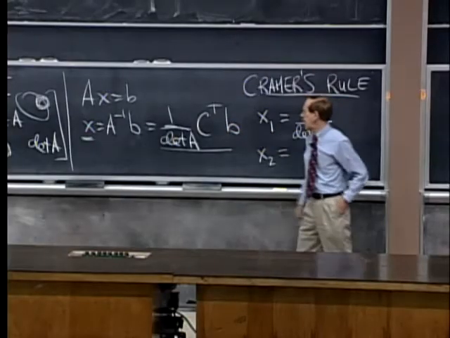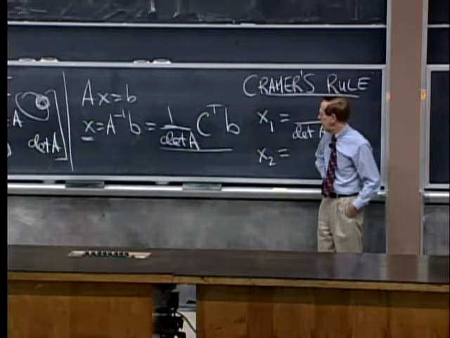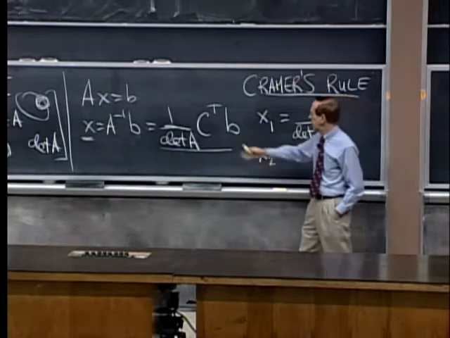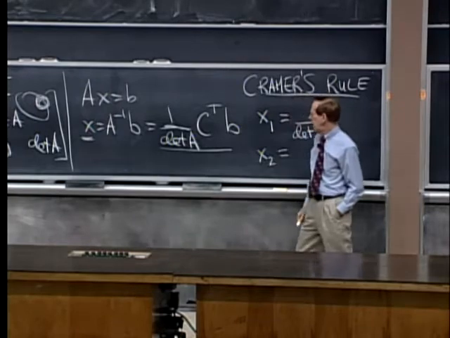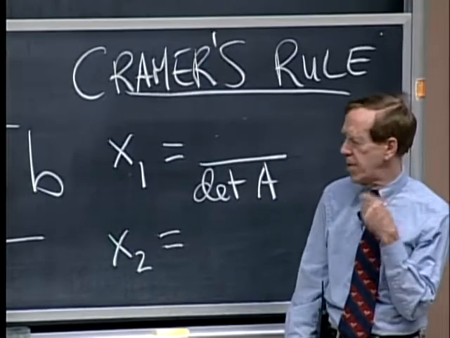And what the heck is the first? So what do I get in C transpose B? What's the first entry of C transpose B? That's what I have to ask myself. Well, what's the first entry of C transpose B?